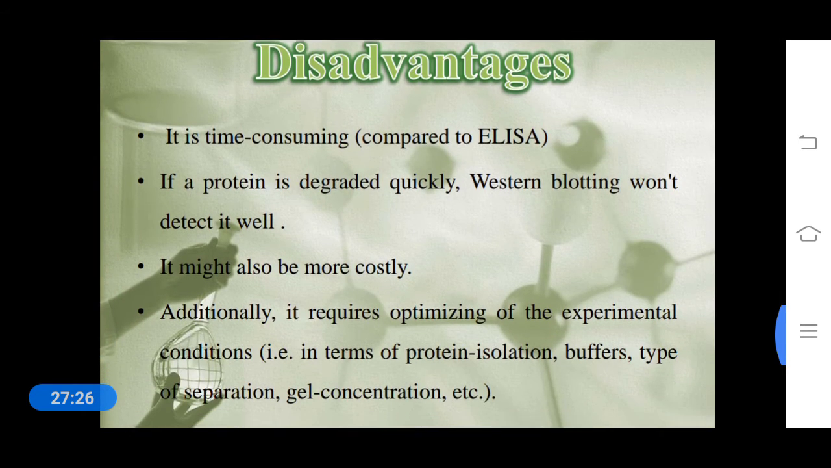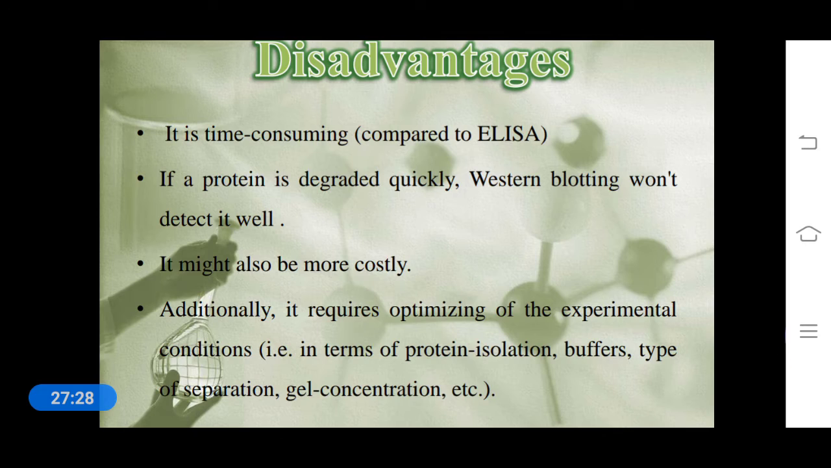Now let's see the disadvantages of Western blotting. Coming to disadvantages, it is time consuming compared to ELISA. Okay, it is more time consuming. Western blot will consume more time when compared to ELISA. If a protein is degraded quickly, Western blotting won't detect it well.